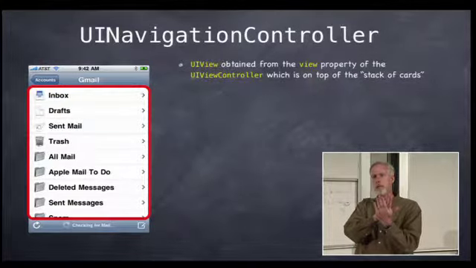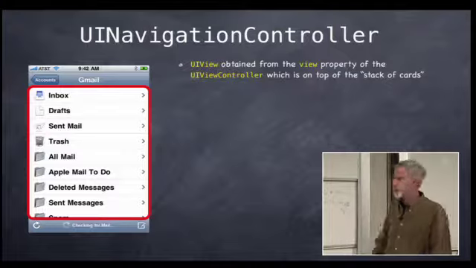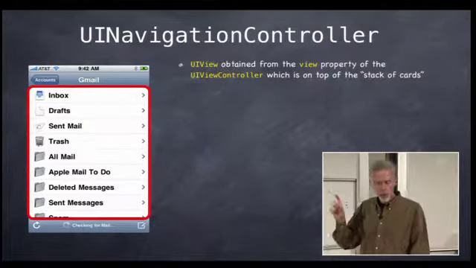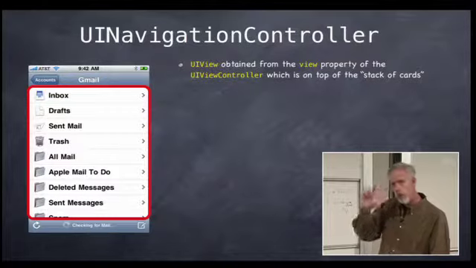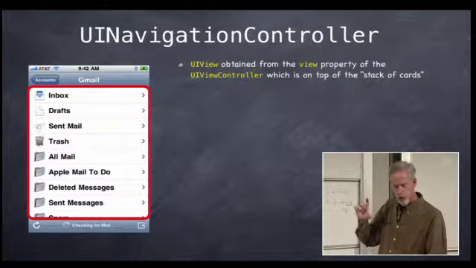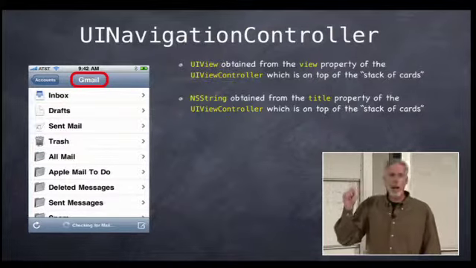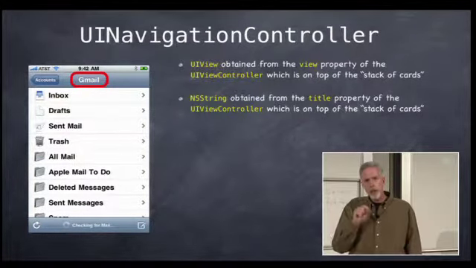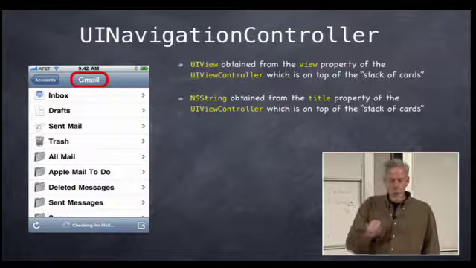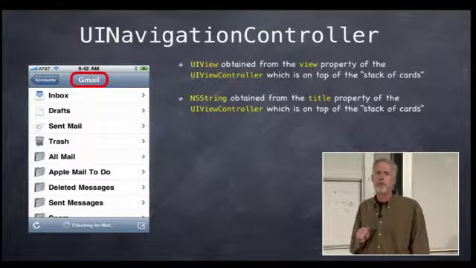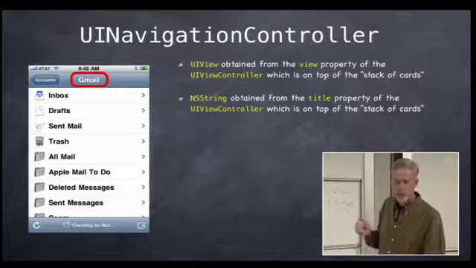Okay, that's basically your entire homework. So this center space is the view property, the UIView that's gotten from the view property of the UIViewController that's on top of the stack. Up there in the middle, you see that Gmail. That's a string that comes from the title property of the UIViewController that's on top of the stack. So it's always going to give you the title of that one.